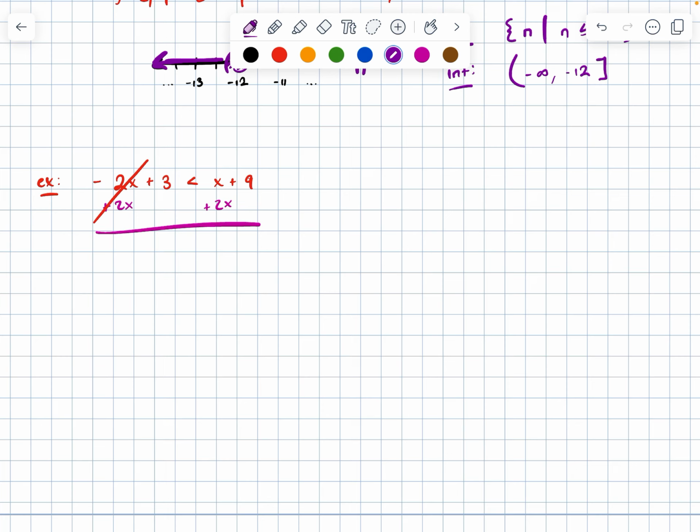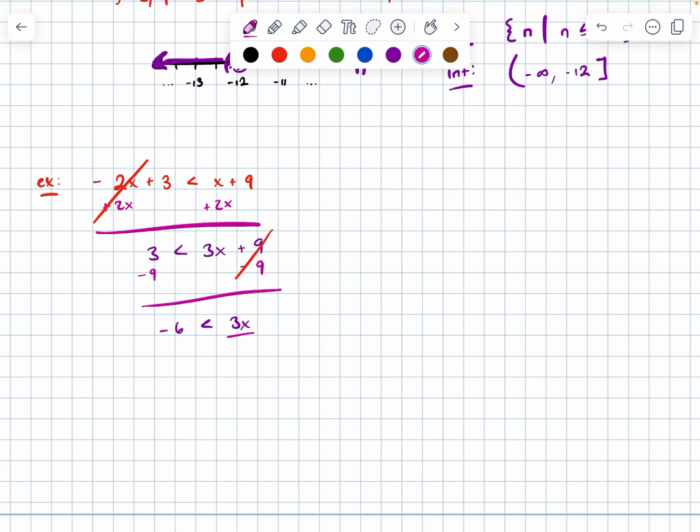So, in this case, on the left side, the 2x's cancel out. I'm left with 3 is less than x plus 2x, which is 3x, plus 9. Inverse order of operations, SADMAP. Let's get rid of the 9. I'm going to subtract 9 from both sides. In this case, on the right side, they undo each other. 3 minus 9, there's my negative 6, is less than 3x.